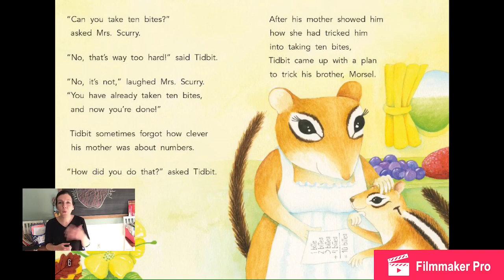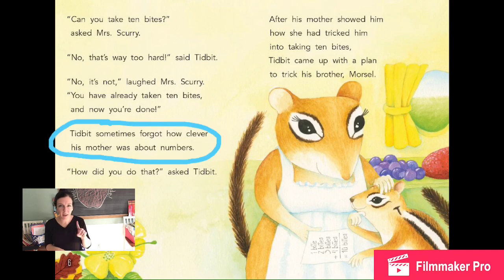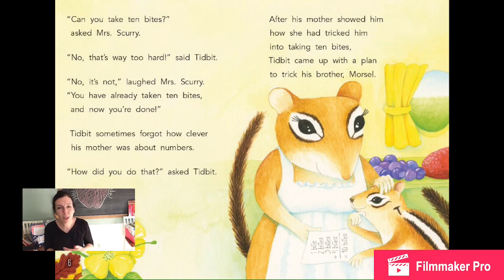Okay, so before we started reading the book, we talked about the Chunky Monkey strategy. And so I'm going to pretend to get stuck on a word here on page 6, right around here. And what I'm going to do is show you how I'm going to use that Chunky Monkey strategy to help me figure out that word that I get stuck on, okay? All right, so let's look at it. Tidbit. I don't think I know that word.